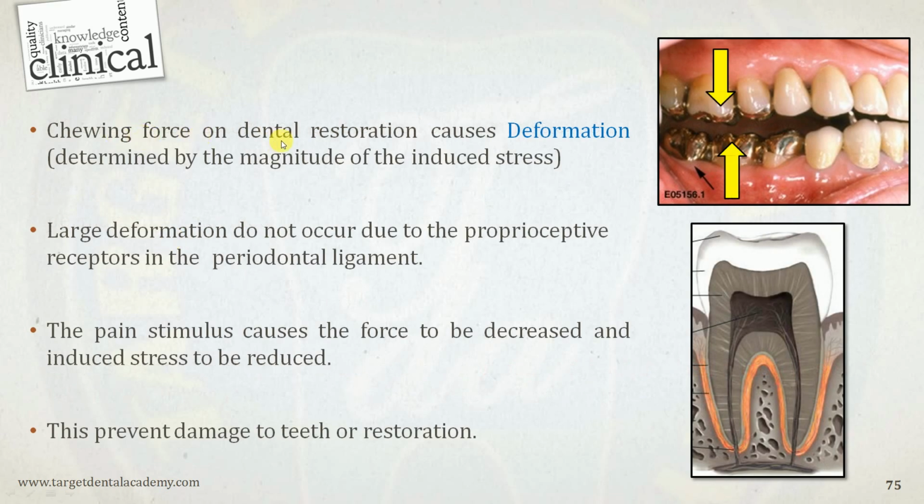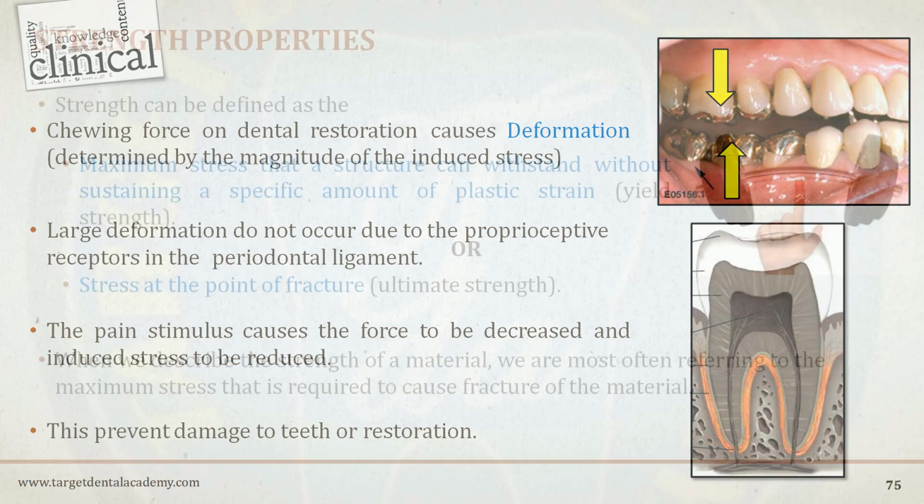So chewing force on the dental restoration causes deformation. Large deformation does not occur due to proprioceptive receptors of your periodontal ligament. So the pain stimulus causes the force to decrease and the induced stress to be reduced. This prevents damage to the tooth or the restoration.